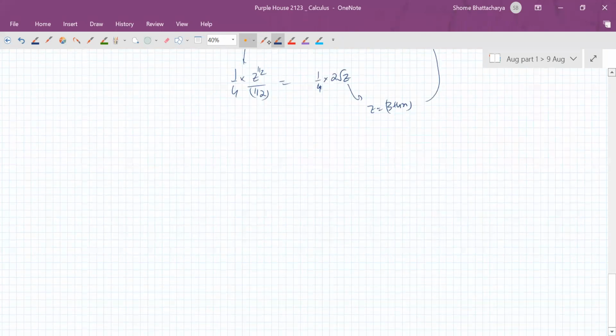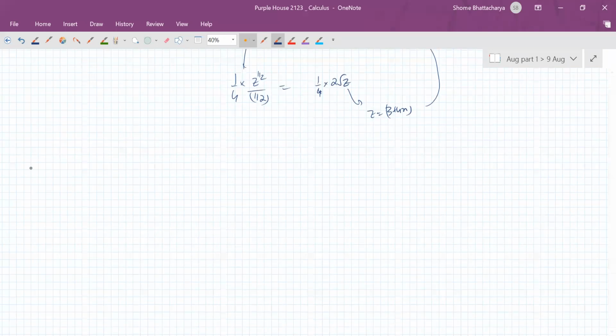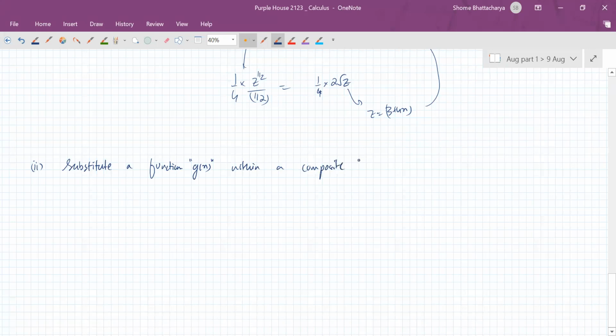Okay, now we come to the second type of substitution, where we substitute a function g of x within a composite function f of g of x. So the description sounds very complicated, but we will start with an easy example of this and you'll see it's not that complicated.